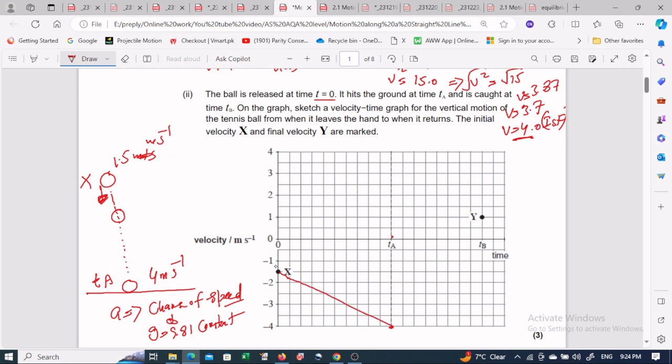Exactly a straight line, if I'm not wrong. Now when the ball goes up again, the ball reaches this point, which is 1.0. The final speed is 1.0 meter per second. As we know, there is a change of speed: instead of 1.5 it is 1.0. But the acceleration is also the same. When the ball goes up, the acceleration is again 9.81 meters per second squared.